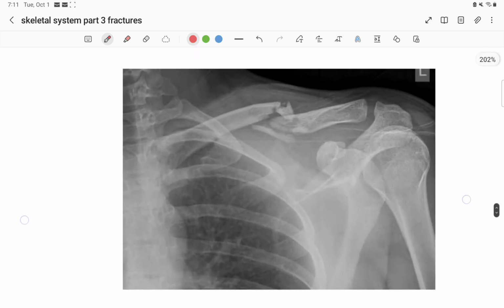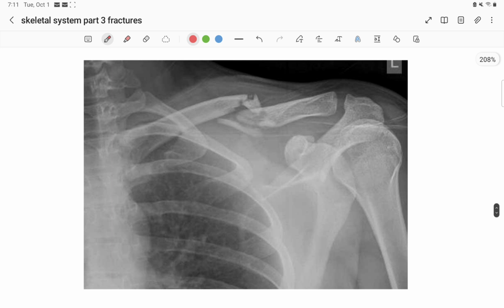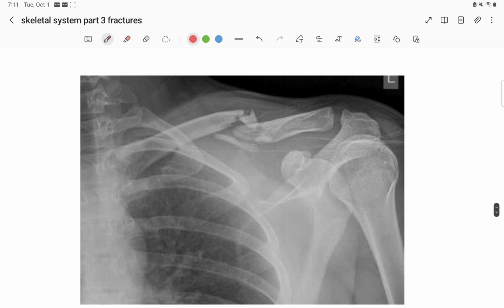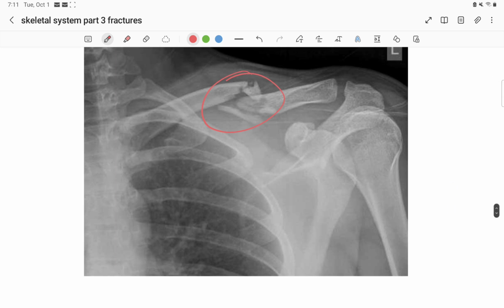Okay, here's a comminuted fracture. So this is also a shoulder, focusing on the clavicle, broken in multiple places. And something like that would require surgery.